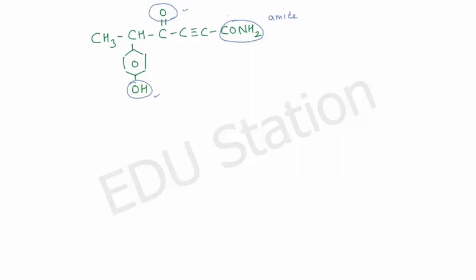So we number the chain 1, 2, 3, 4, 5, 6. The end of the name will be hex-2-ine-1-amide. When amide is preferred, we write amide, so it becomes hex-2-ine-1-amide.